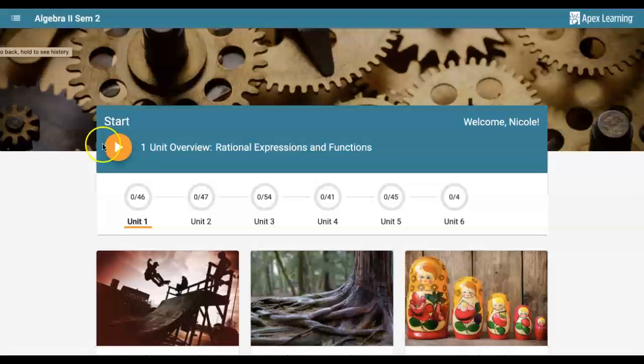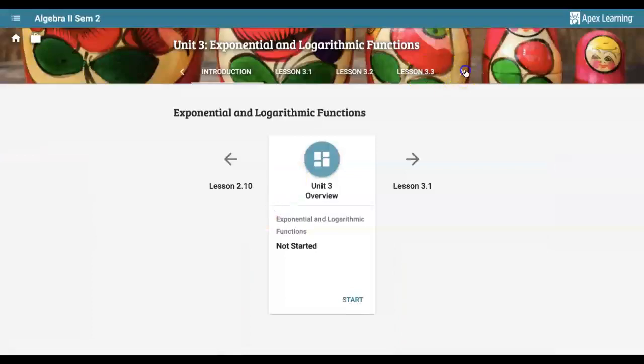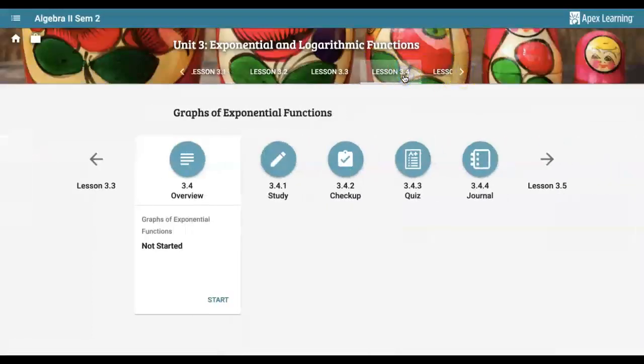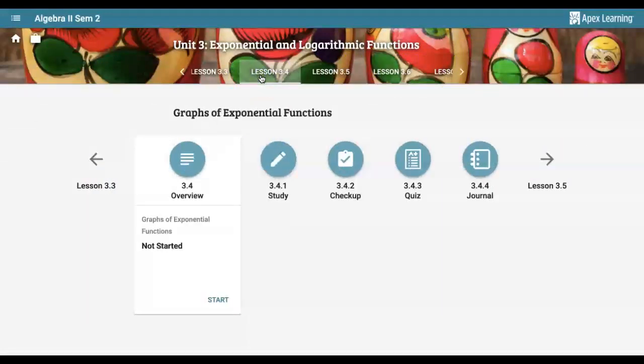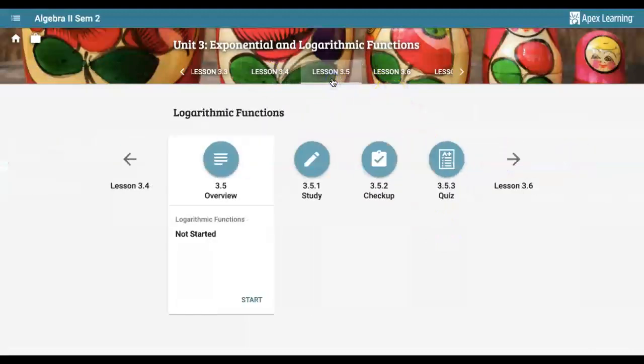All right, so today what we are going to cover is we're going to continue working in Unit 3 here, but obviously we're going to go to 3.4, 3.5, and 3.6 here. So to give you a quick overview of what that's going to look like, we have one quiz and one extra credit journal for 3.4. In 3.5, we just have the one quiz, and in 3.6, we just have the one quiz.